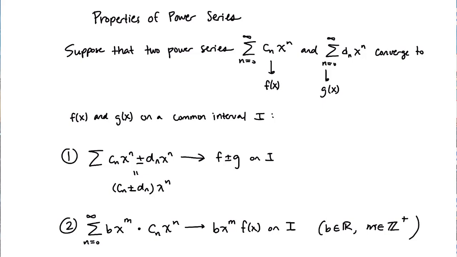So let's suppose that we have two power series. The first one is Cn x to the n, and it converges to f of x. The second one is Dn x to the n, and it converges to g of x. And we'll assume that they happen to converge on some common interval I. This is not useful if one power series converges on -5 to 0 and another converges from 1 to 5. There's no common interval of convergence. So this only holds if there is that common interval.